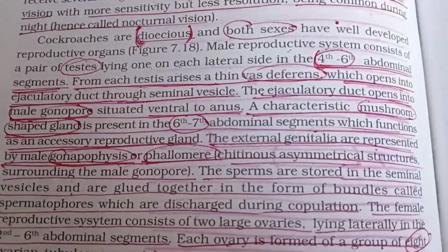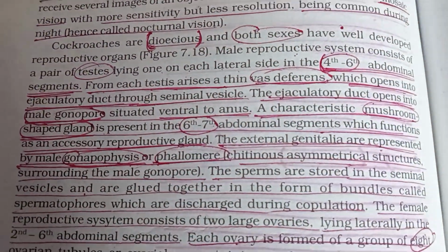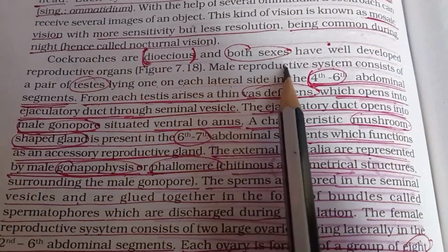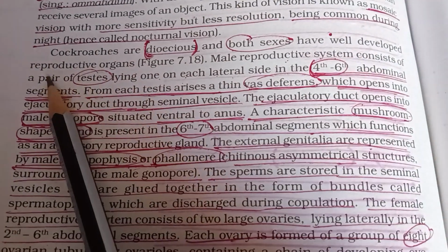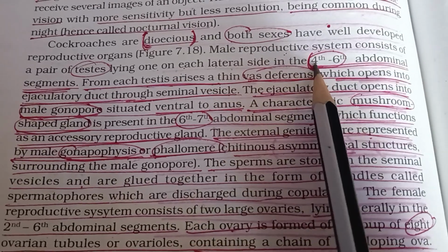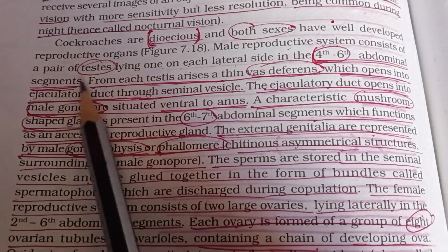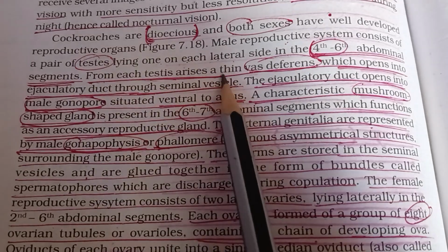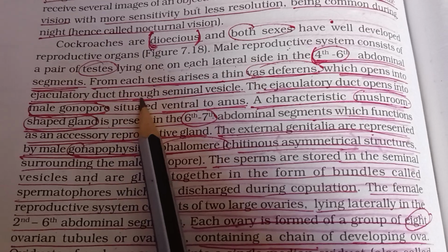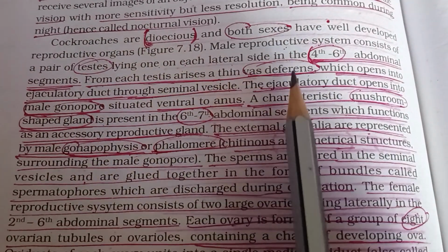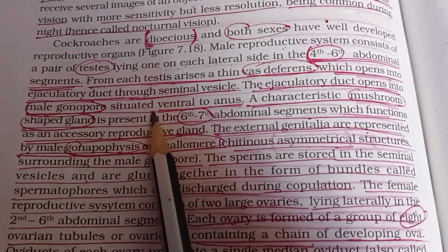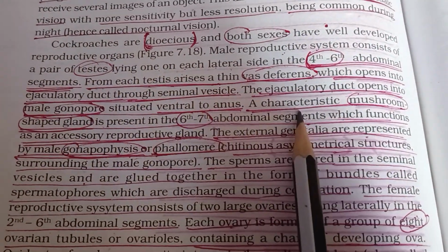The cockroaches are dioecious, and both the sexes have well developed reproductive organs. The male reproductive system consists of a pair of testes lying one on each lateral side in the fourth to sixth abdominal segments. From each testis arises a thin vas deferens, which opens into the ejaculatory duct through the seminal vesicle. The ejaculatory duct opens into the male gonopore situated ventral to the anus.